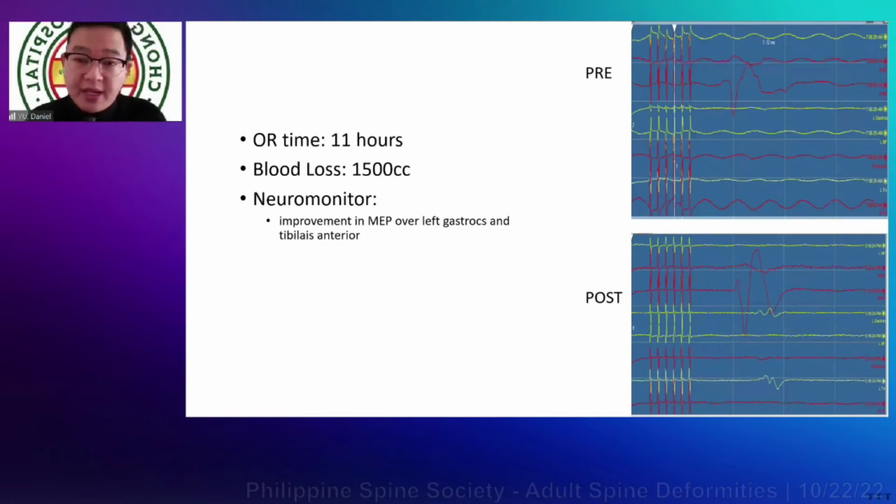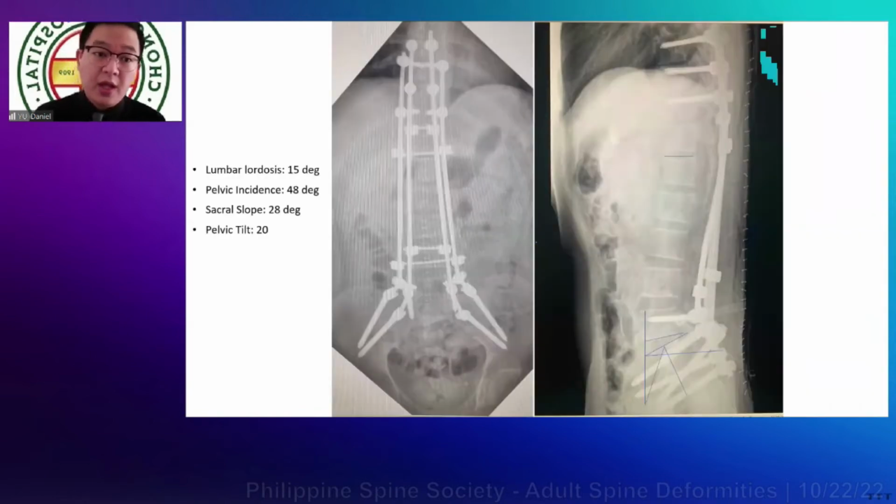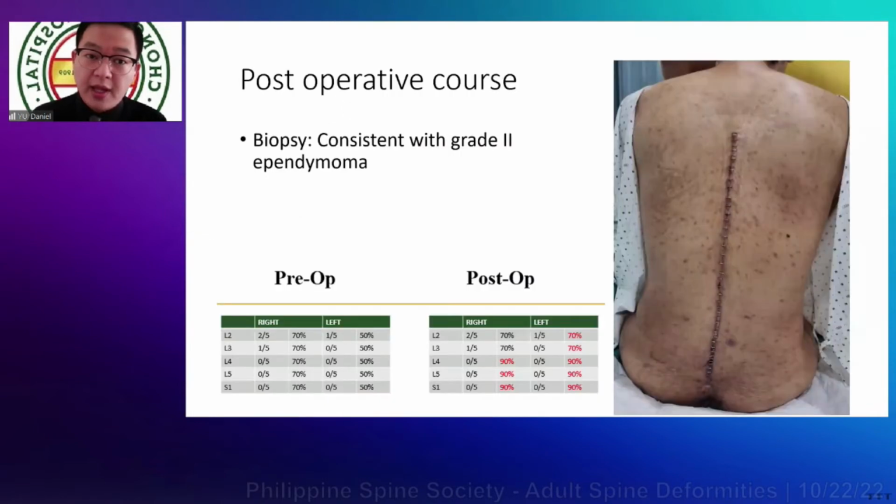So total OR time is 11 hours with a blood loss of 1,500 cc, and monitor showed improvement in MEP over left gastrocs and tibialis anterior after the decompression. So these are the immediate postoperative X-rays. And biopsy result consistent with grade 2 ependymoma. The dressing change would be on the picture on the right side. And postoperatively, we noted improvement in sensory from 70% and 50% to 90% on the bilateral lower extremity.